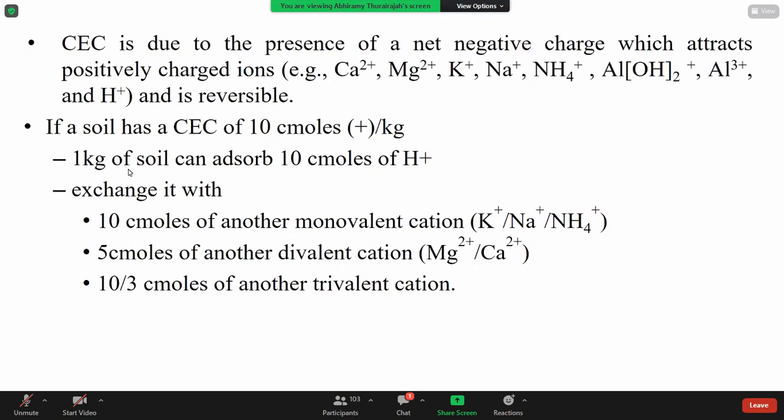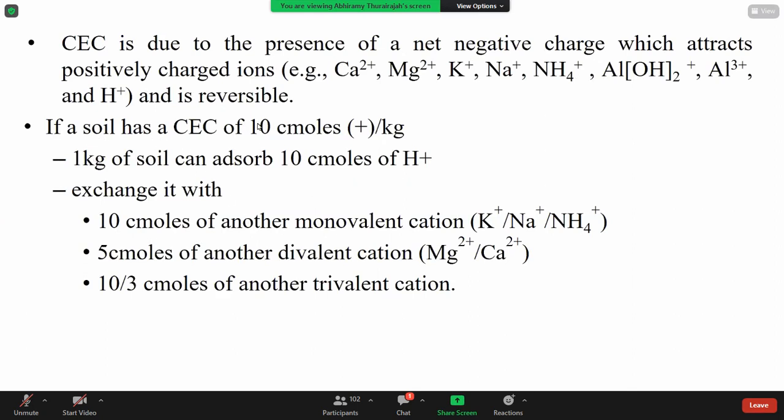So here the CEC is due to the presence of a net negative charge which attracts the positively charged ions. For example, the positively charged calcium, magnesium, potassium, sodium and the ammonium ions. These are the positive charges. Aluminium hydroxide ions, right? These are the positive charges. This is a simple calculation.